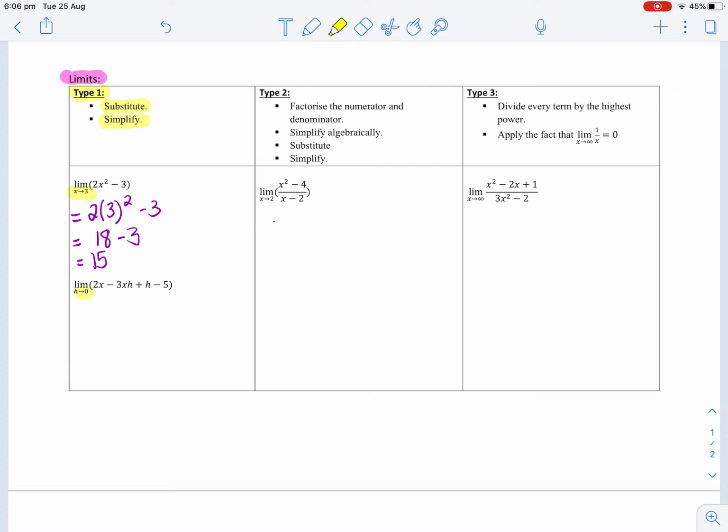Next question. If h approaches 0, wherever there's an h, I'm going to substitute the value of 0. So the x stays x. Where there's an h, I substitute a 0. And now I simplify. Anything times 0 gives me a 0, minus 5, all done.